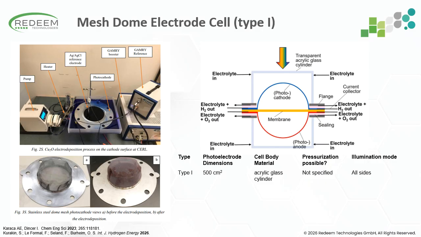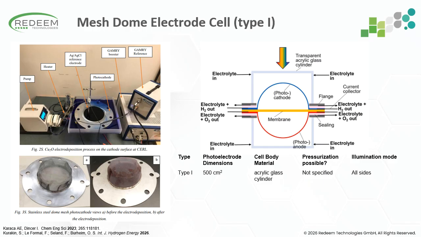The next example is a rather unconventional type 1 reactor where the photoelectrodes are not flat but shaped into a hemispherical dome made from a metal mesh. And the idea behind this geometry is to increase the active surface area while maintaining illumination from essentially all directions. Instead of a flat window, a transparent acrylic cylinder surrounds the dome and allows light to reach the photoelectrode from a much larger solid angle. The porous metal mesh also facilitates electrolyte access and provides a mechanically robust current collector.